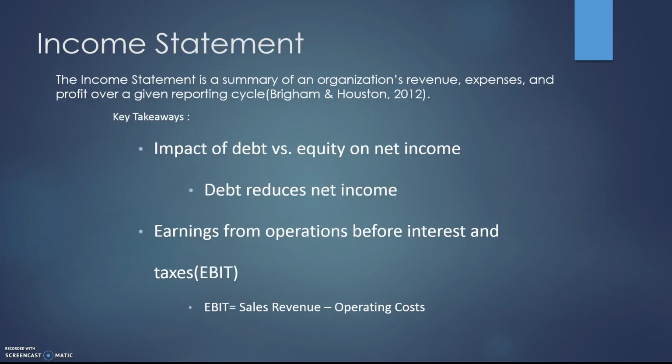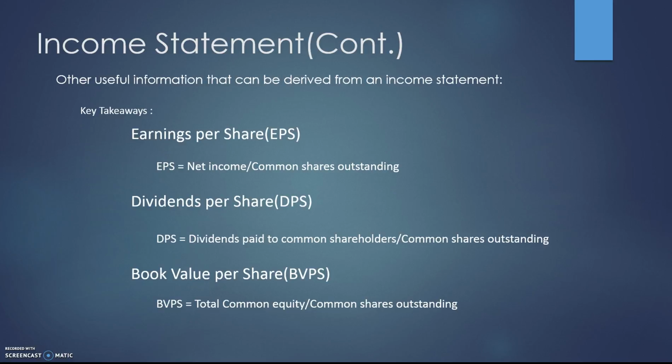The second financial statement we're going to look at is the income statement. The income statement is a summary of an organization's revenue, expenses, and profit over a given reporting cycle. When looking at an income statement, we want to identify the impact of debt versus equity on net income. It's important to realize that debt reduces net income, and this could influence equity or debt decisions. Also, earnings from operations before interest and taxes is another key thing that we want to look at when reviewing the income statement. Other key takeaways from the income statement are earnings per share, also known as EPS, dividends per share, known as DPS, and book value per share, known as BVPS.